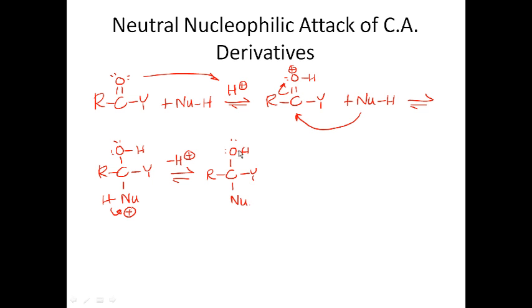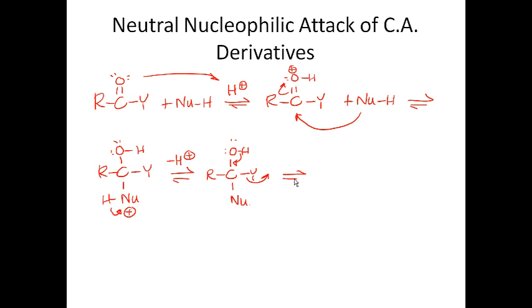Now, sometimes there are a couple of mechanisms, or a couple of steps that could occur after this. If this Y group can readily leave on its own, this pair of electrons will move back down here and kick off that Y group, or kick off the nucleophile, depending on which one is a better leaving group. Let's say Y is a better leaving group than the nucleophile was. So we bring this pair of electrons down, kick off the Y group.